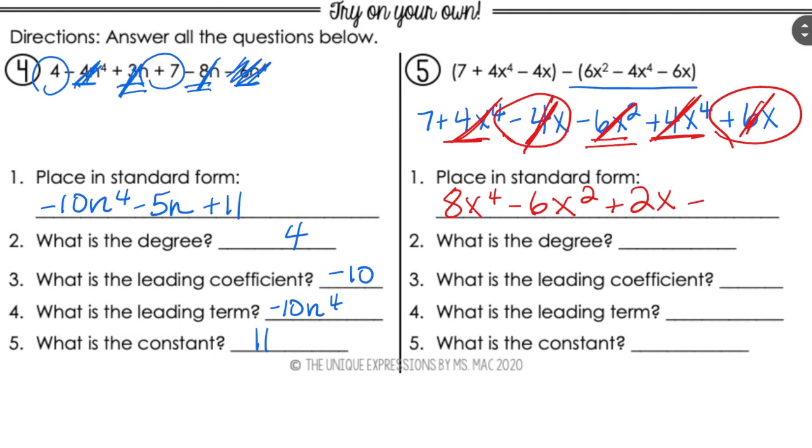And my last term is my 7. It's by itself. My degree is 4. My leading coefficient is 8. My leading term is 8x to the 4th power, and my constant is 7.